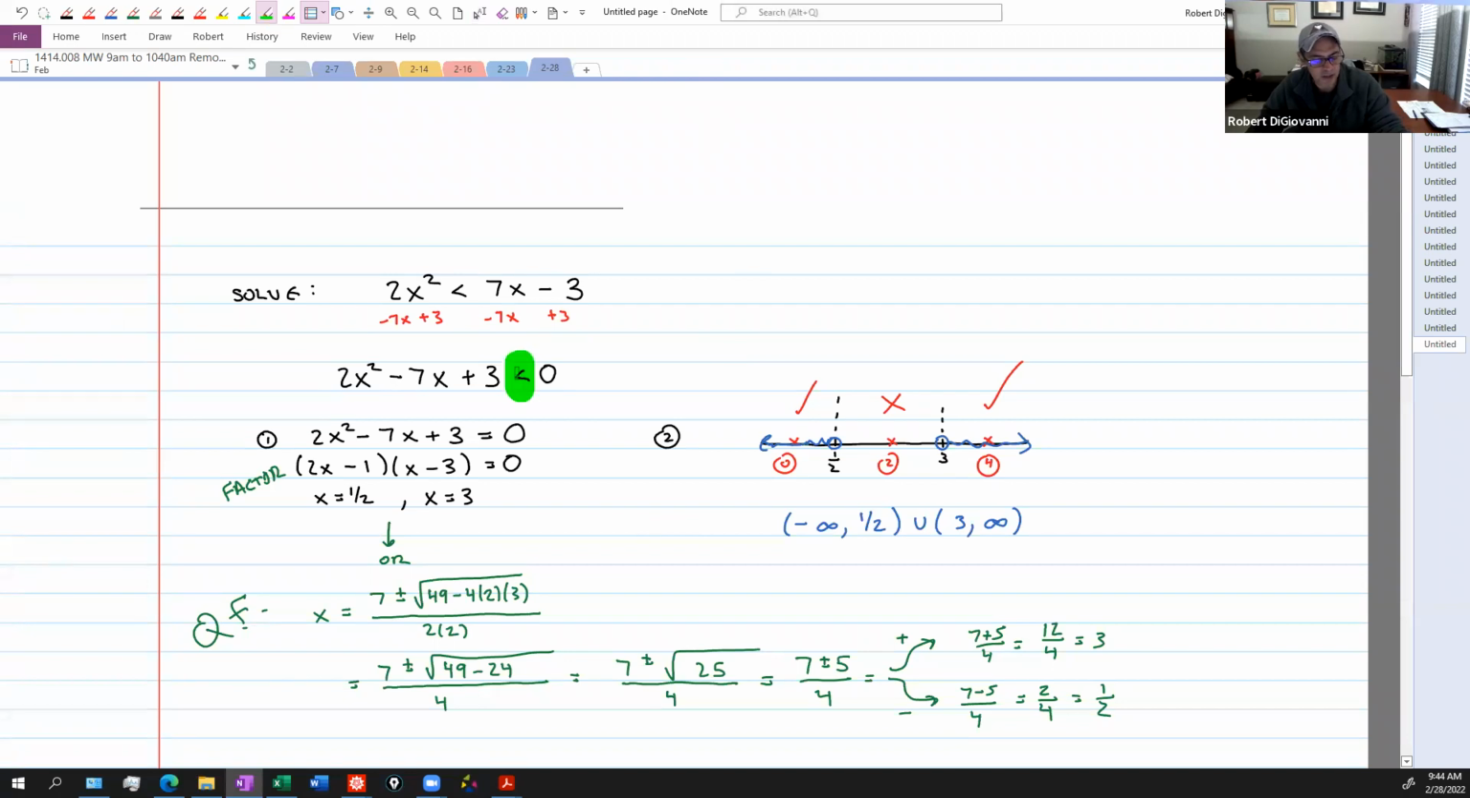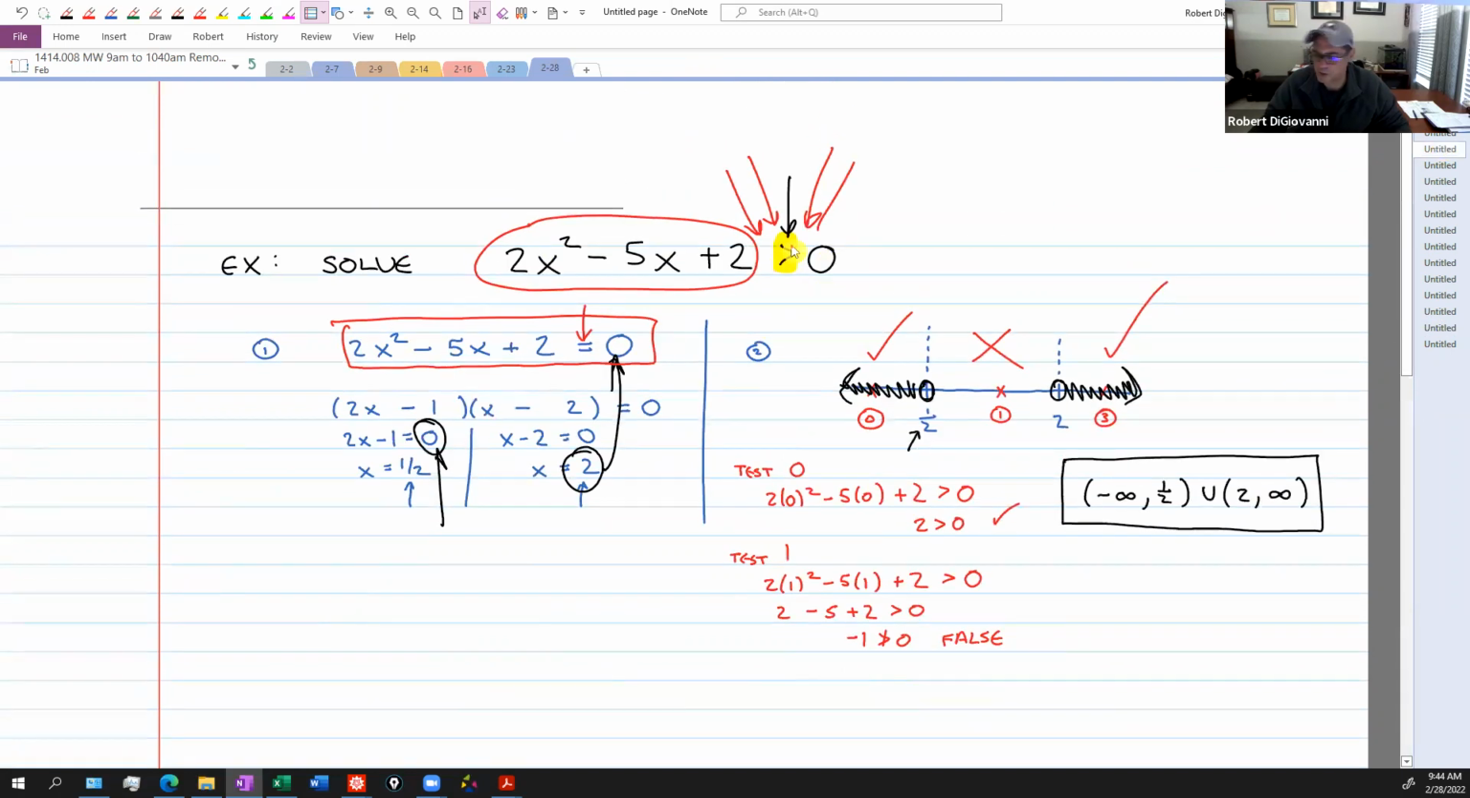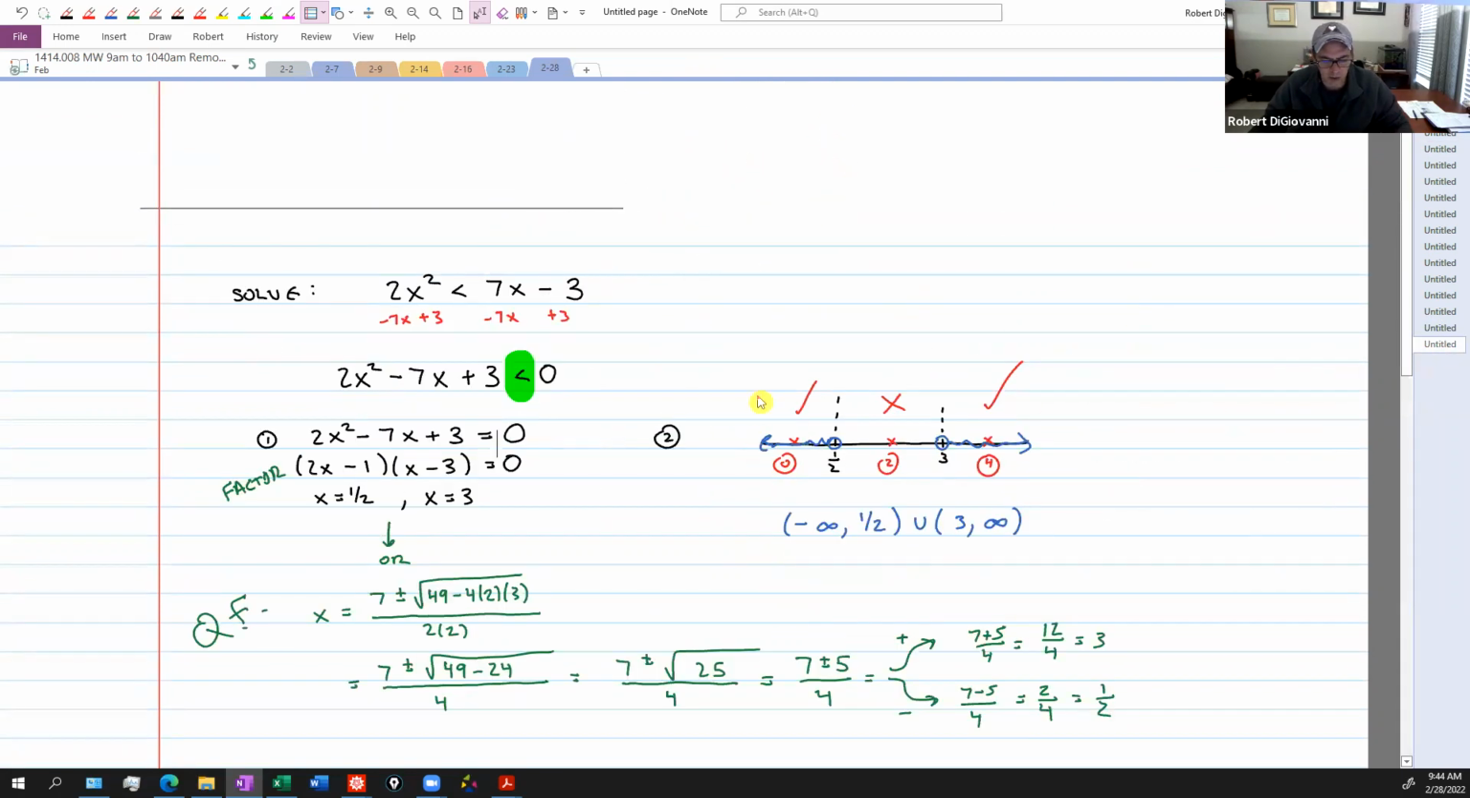Javier just pointed out this inequality was less than 0. I don't know why it was. I think because the last problem was greater. Is that what it was? I was trying to move too fast. Let me see. Yeah, last one was greater. Sorry, I was going too fast.